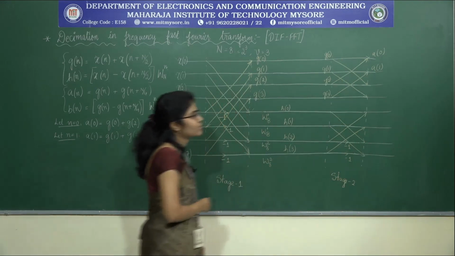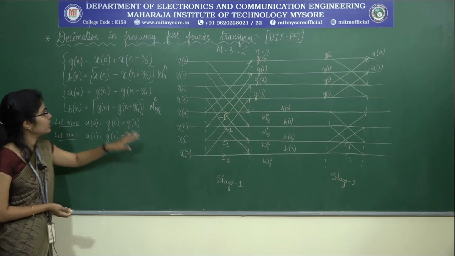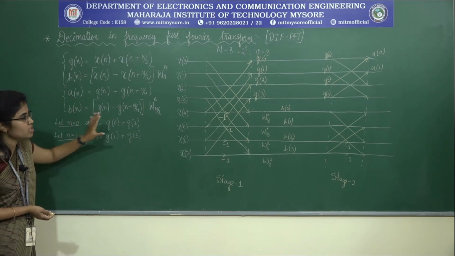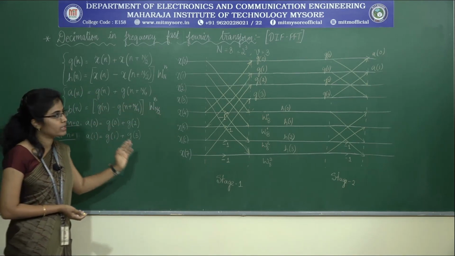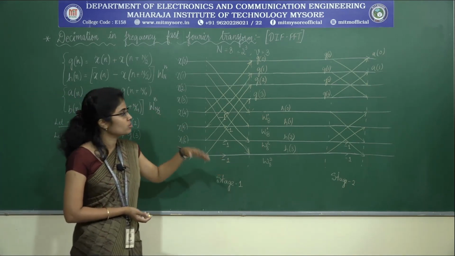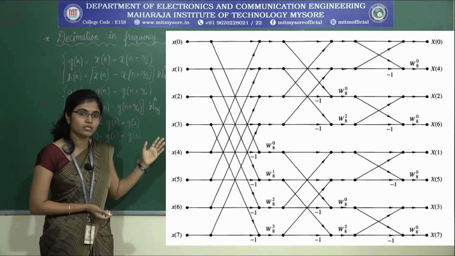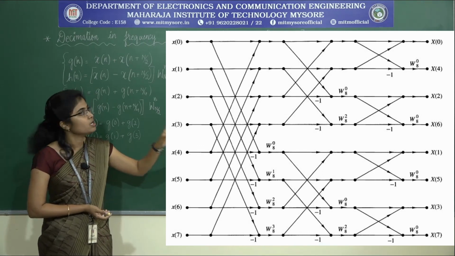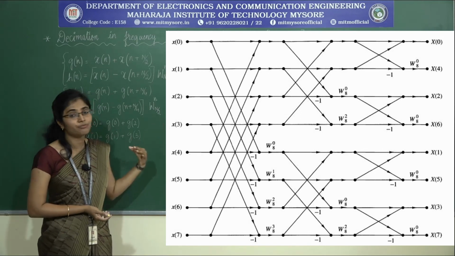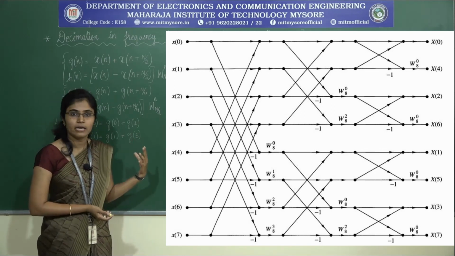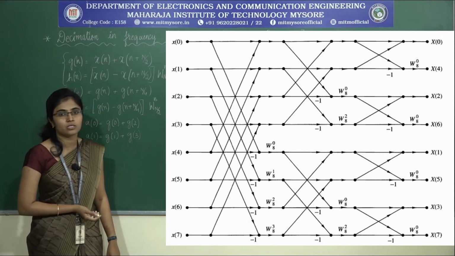So like this we can complete stage 1 also. This is how you can draw the butterfly structure with the help of this DIT FFT algorithm. So this is only for stage 1 and stage 2. If we continue the derivation, we get the final stage also. So the overall diagram for the DIT FFT algorithm is as shown in the figure, which includes all 3 stages. With the help of this diagram only we will be solving problems and we will try to find out DFT with the help of the DIT FFT algorithm. This figure is also called the butterfly structure or signal flow graph.